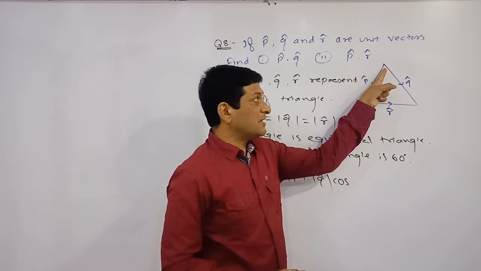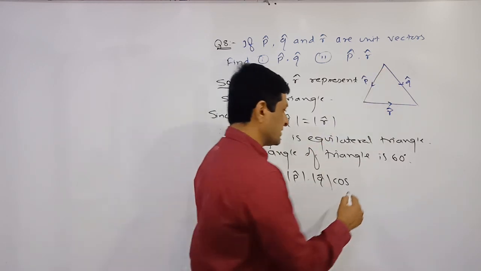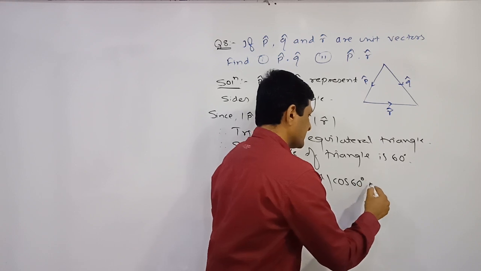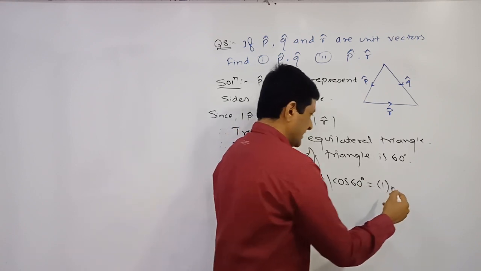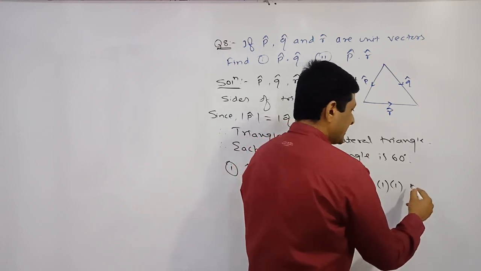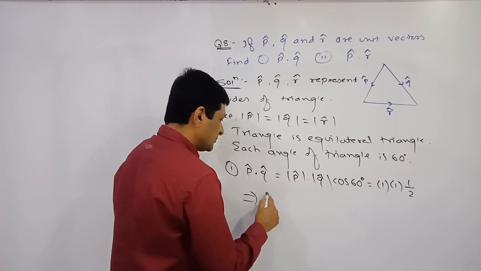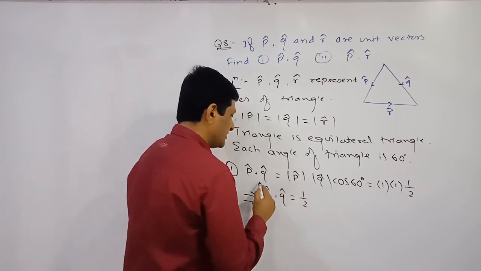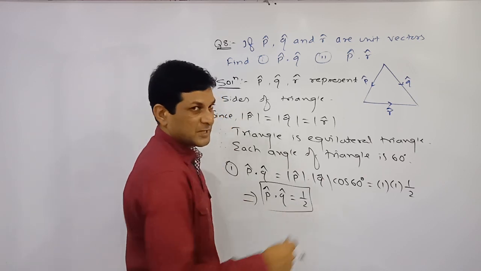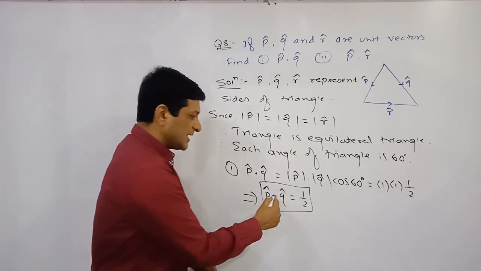But we know that this triangle is equilateral, so the angle between these two vectors will be 60 degrees. So, where the magnitude of P cap is 1, the magnitude of Q cap is also 1, and cos 60 degrees is equal to 1 by 2. This implies that P cap dot Q cap will be equal to 1 by 2. In this way we have got our first required dot product of P cap and Q cap.